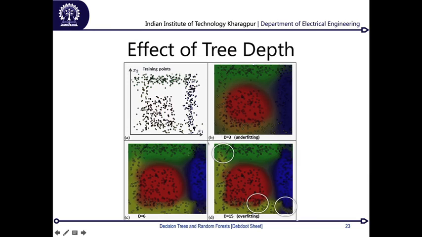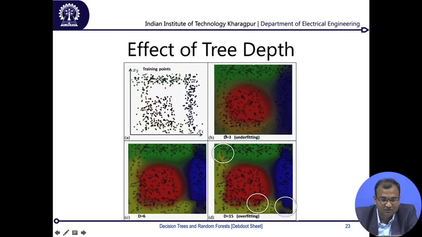Now this was a very classical example which was taken as to restricting the depth to 3, which was doing an underfitting, very bad underfitting on the data. With a depth of 6, it was doing a very good fit over there.